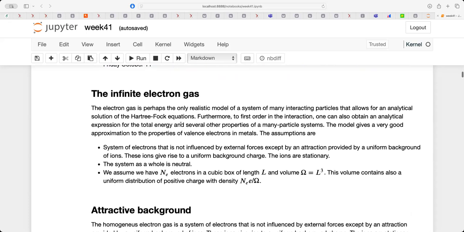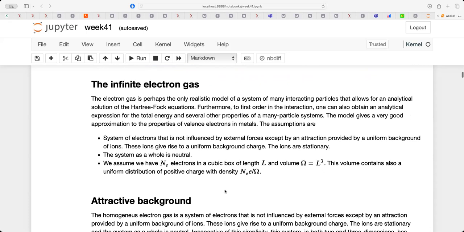So this is perhaps the only realistic model of a system, one of the few ones, where you can, for many interacting particles, find an analytical solution for the ground state and the Hartree-Fock equations. So just a quick reminder of what we did yesterday. So the system as a whole is neutral.